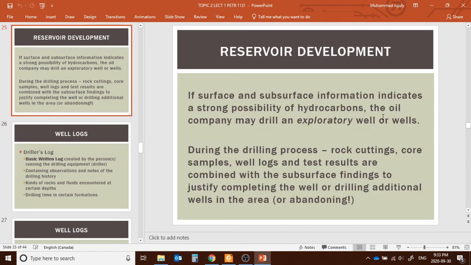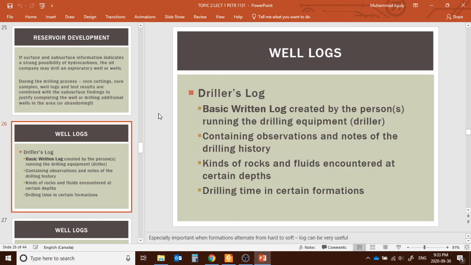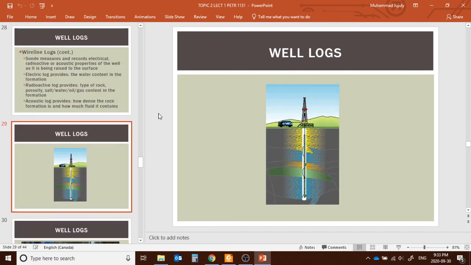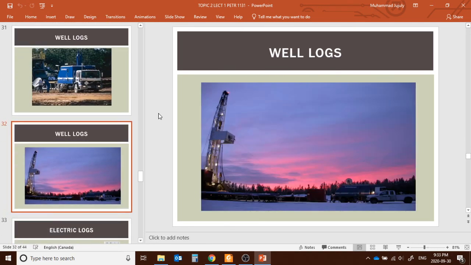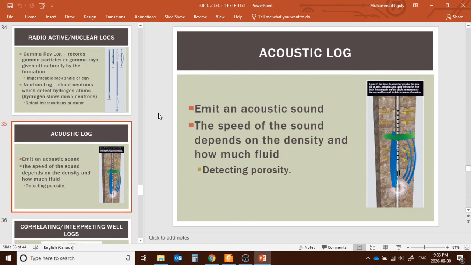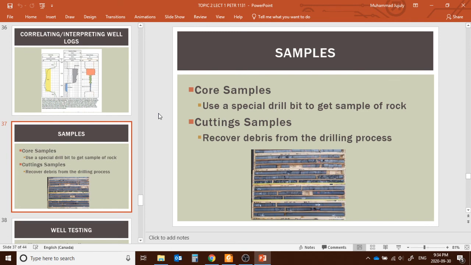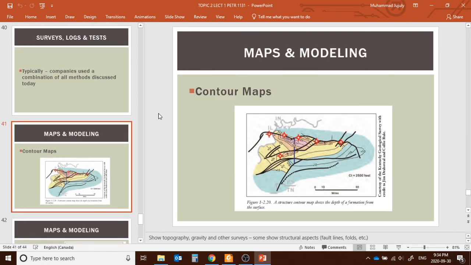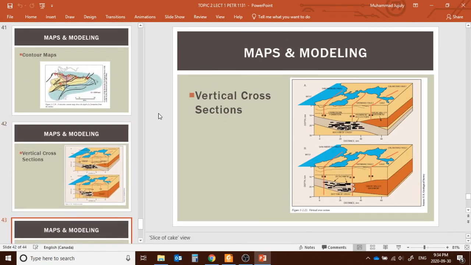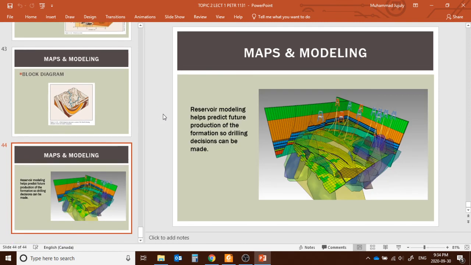Okay, and we make some exploratory wells, and then we collect the data and also the rock cutting samples, and then we correlate all the data. We do the data analysis and the curve fittings, and after that we get a reservoir model exactly like that. So this is how we do the exploration of oil and gas.